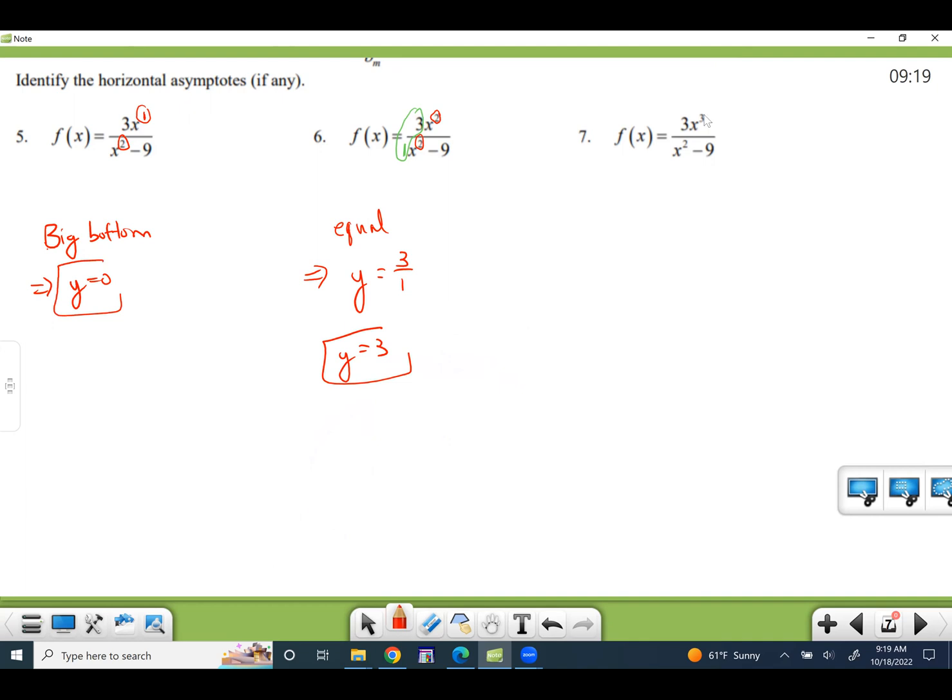All right, our last case is small bottom. 2 is smaller than 3, so this is small bottom. And in the case of small bottom, there is no horizontal asymptote. That's because the top just keeps growing and growing and growing. So this number is going to get bigger and bigger and bigger. No horizontal asymptote.